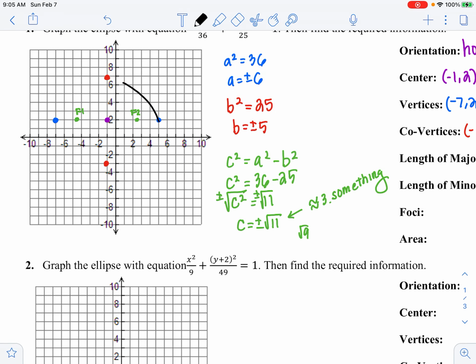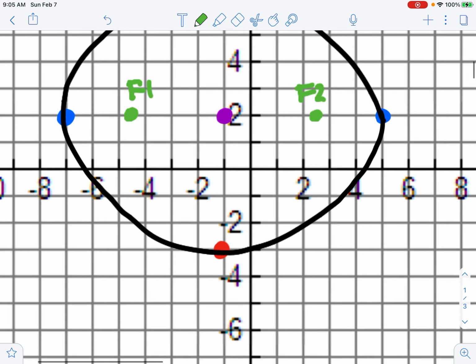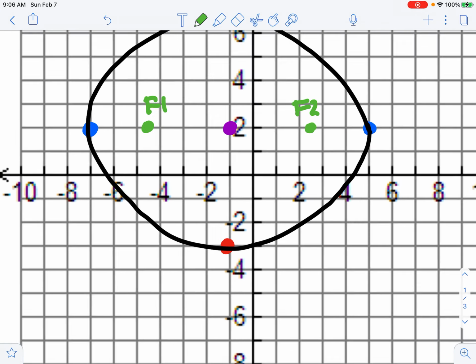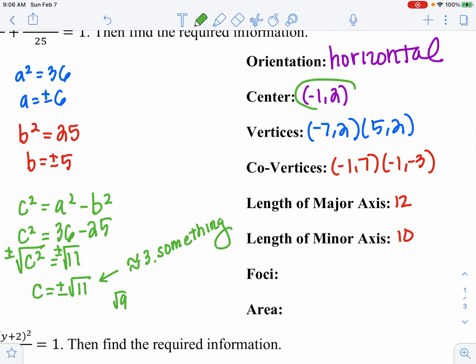Now I need to connect my co-vertices and vertices, my 4 points there, to make my ellipse. And there's my ellipse. Okay, next I'm going to write the location of my foci. If you look, my foci are floating in between two values right here. So I can't just say, oh, it's negative 4 or something. I don't know, and I'm not going to use a decimal approximation. I want an exact answer. So since it's floating, I'm going to use my center for help. I went horizontal from there, so that's my x value. So from negative 1, I went right and left root 11, but I did not move up or down, so that's still 2.